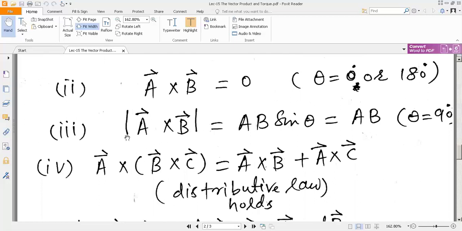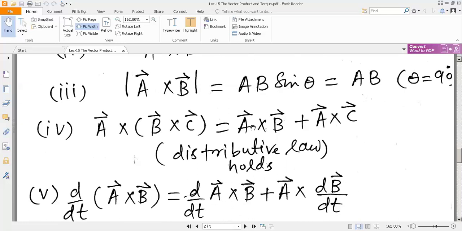The third property is that the magnitude of the cross product of two vectors A and B is expressed as AB sine theta, where theta is the angle between these two vectors. So if this AB sine theta is reduced to AB, then we can say that theta is 90 degrees between these two vectors, meaning sine of 90 produces 1.